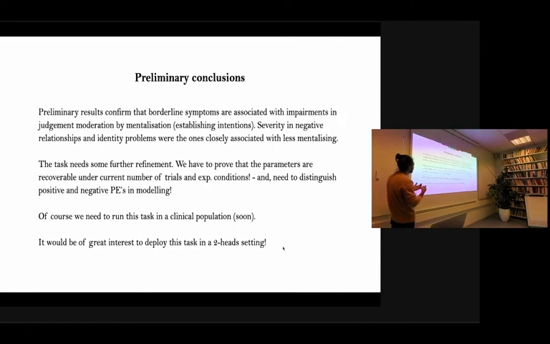We have to prove that the parameters are recoverable under the current number of trials and experimental conditions, and we need to distinguish between positive and negative prediction errors in modeling. Okay, we haven't done that yet. So in this case, you have an alpha prediction error that's measuring that, but it is known from literature, and I have personal experience with this, that prediction errors tend to be weighed differently in appetitive and aversive contexts. So we need to improve the modeling a little bit.